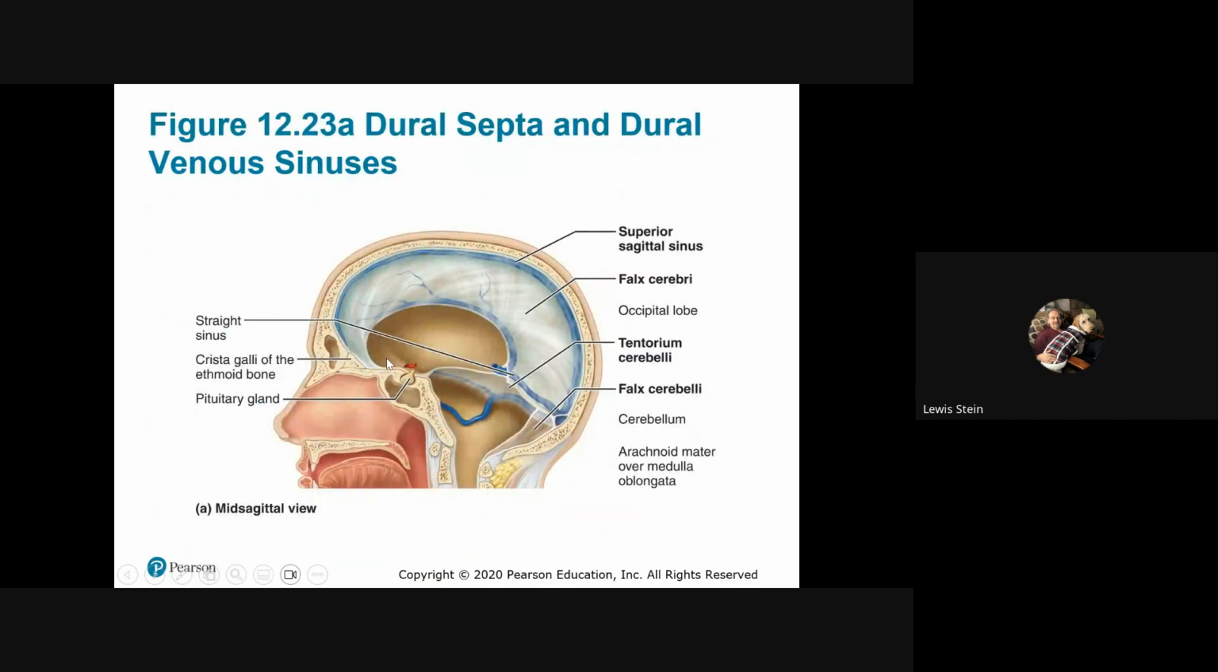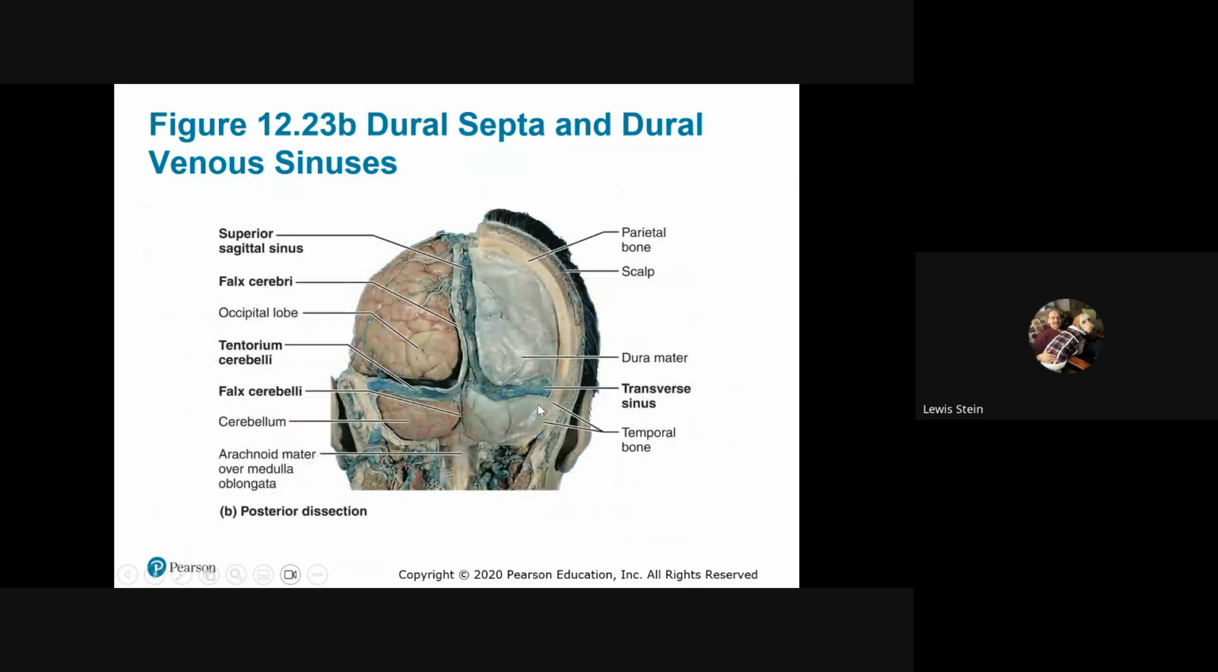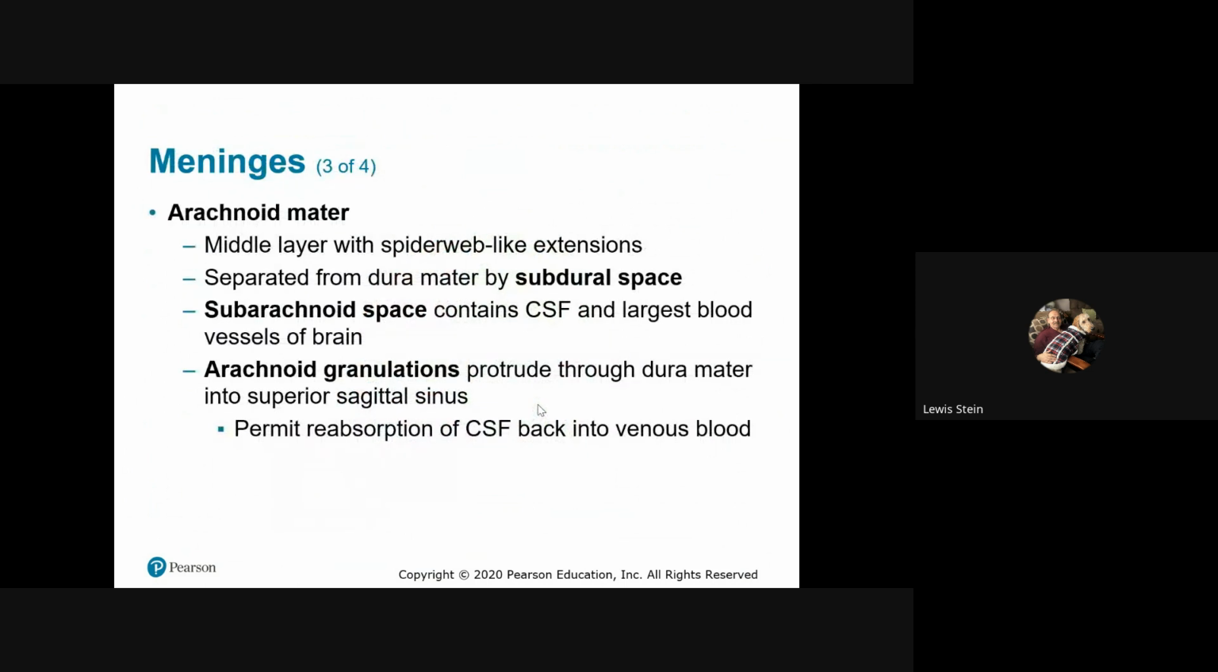That's anatomy, kind of what it looks like. These are where these sinuses are. Don't have to go crazy about that or that. The arachnoid, the spider web look. So there's a little space where, unfortunately, this is where bleeds occur in the subdural. You hear about subdural hematoma, but the subarachnoid space has cerebrospinal fluid and the big blood vessels.